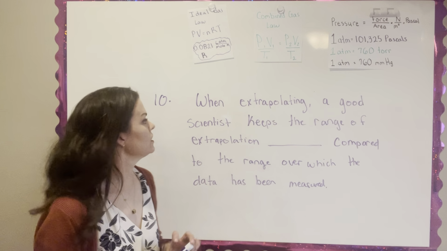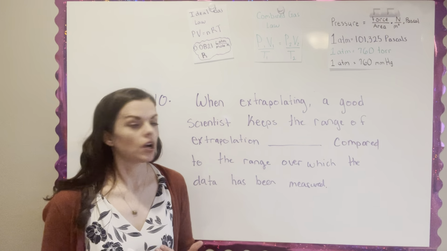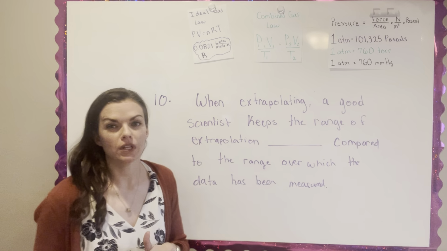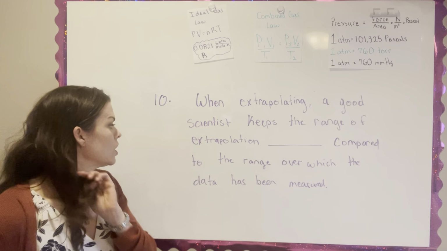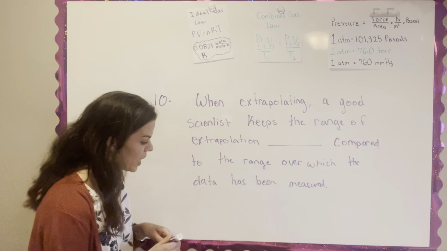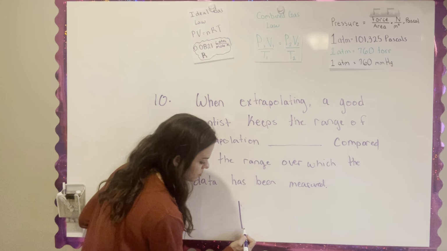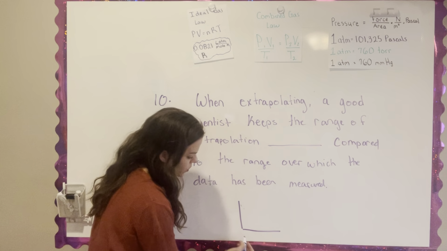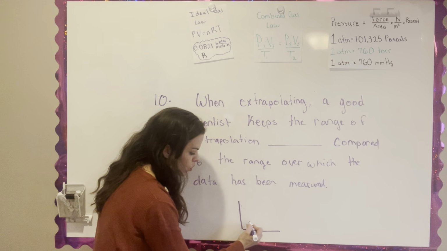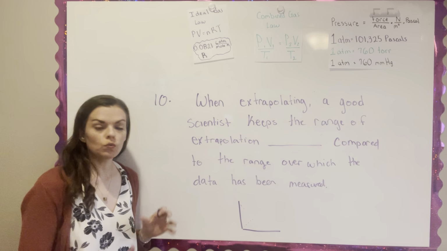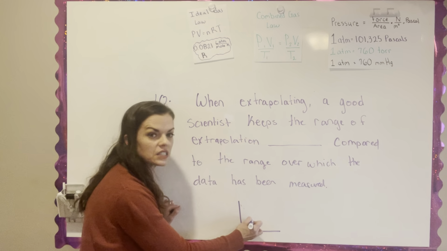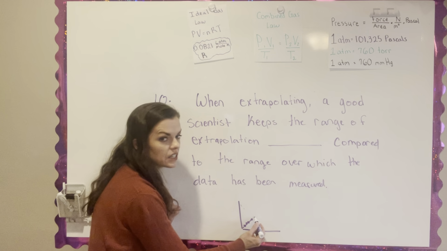So for question number 10, it says if we're extrapolating information off of a graph, a good scientist keeps the range of extrapolation, and you're looking for either small or large, compared to the range over which the data has been measured. I'm trying to draw you a rough graph for this, but let's say we have a graph and it looks something like this, and we are doing something over time, and you're actually going to start seeing a correlation come up. If I'm going to draw a line from this, any line that I'm drawing past this is an extrapolation.